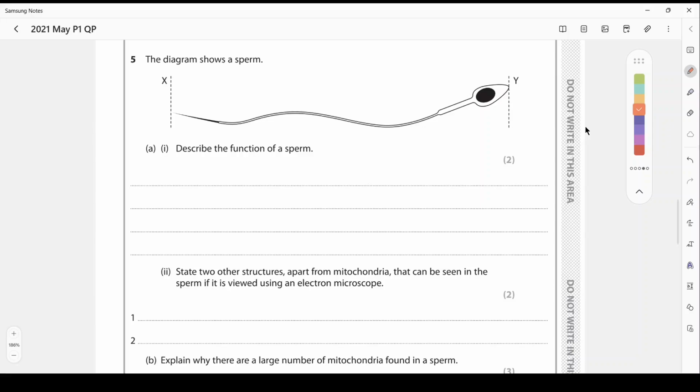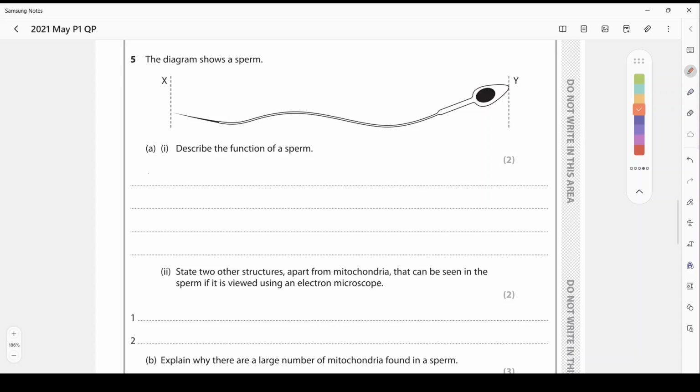Everyone. So we're continuing on with the 2021 May paper 1 paper. So right now we're going to do question 5 and onwards. All right, so the diagram shows a sperm. Part A1, it says describe the function of a sperm. So the purpose of the sperm is to join with the ovum, which is the female egg, during fertilization.